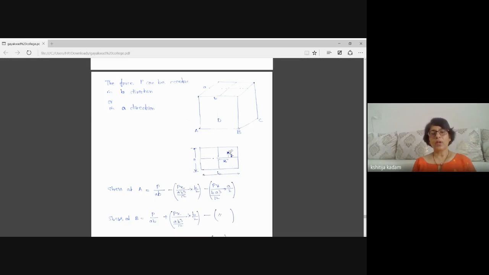The column is subjected to force P, which has eccentricity x in the B direction and y in the A direction. So I have to calculate stress. Now you understand that eccentricity is not only in the B direction, it is also in the A direction. So the stress at four locations, capital A, capital B, capital C, capital D, will be different.